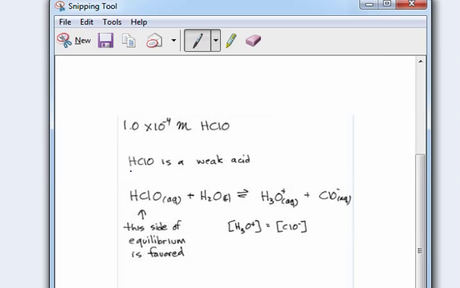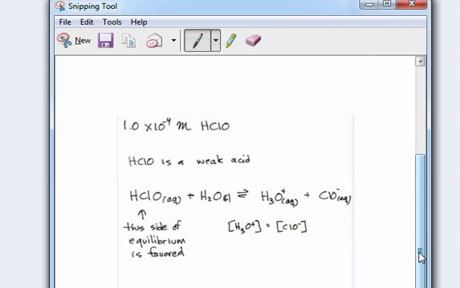So we know that hypochlorous acid is a weak acid, and we know that because it's not a strong acid. And if we write out what a weak acid does when it dissolves in water, this is the balanced chemical equation. Because this is a weak acid, we know that the left-hand side of the equilibrium is favored, and so that means that the concentration of our hypochlorous acid is going to be greater than the concentration of our products. We also are going to assume that our concentration of hydronium is equal to our concentration of the conjugate base, or hypochlorite.